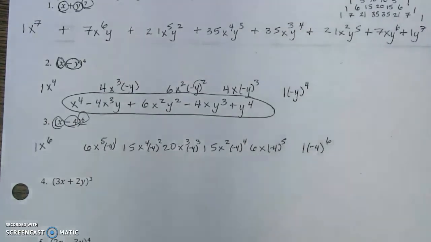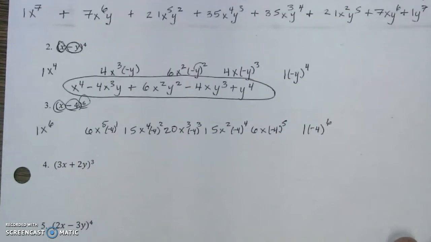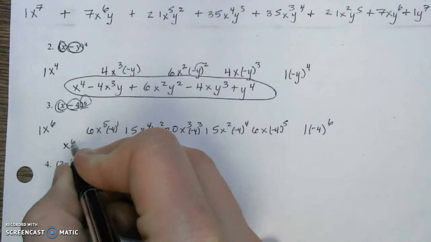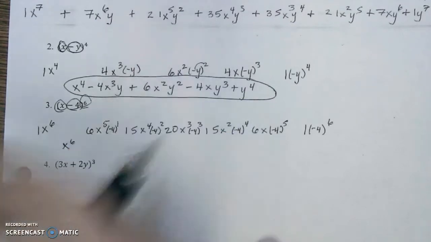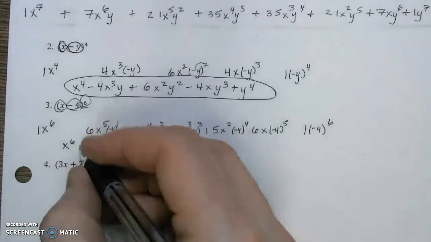Hopefully you spread it out a little bit better than I did. And then we're going to go through and simplify these. So I've got x to the 6th. Negative 4 to the first is just negative 4. And so then we're going to have negative 4 times 6, so negative 24.